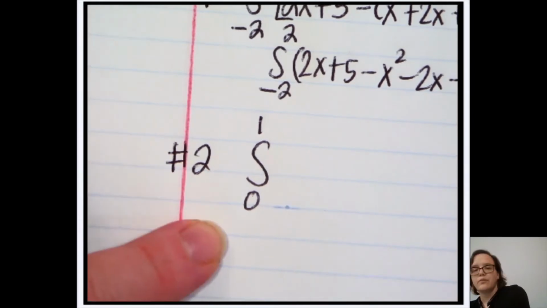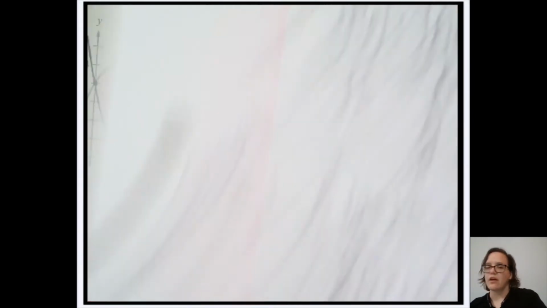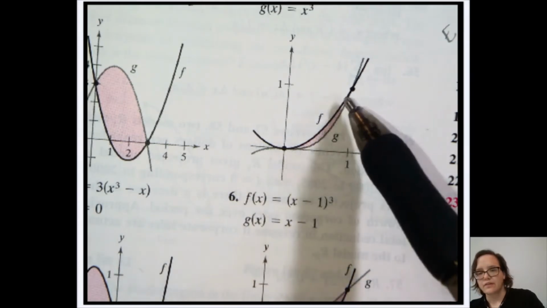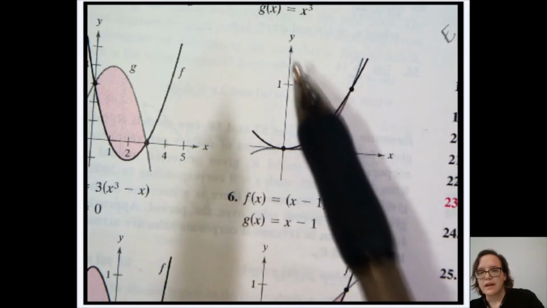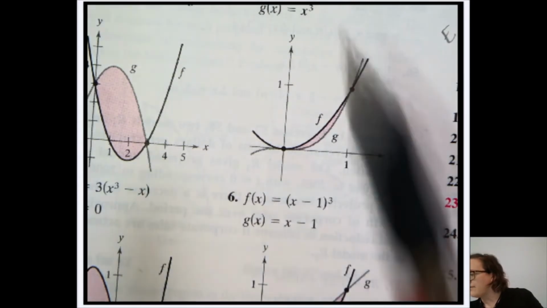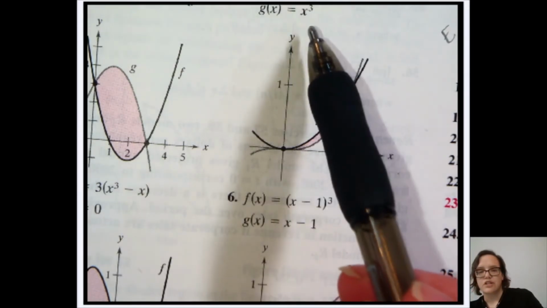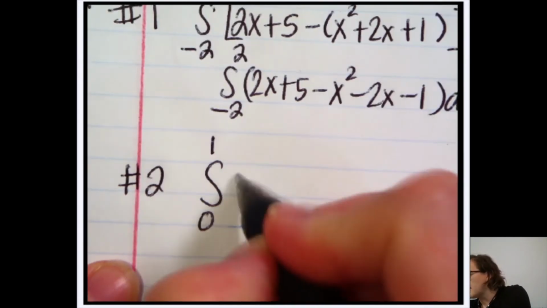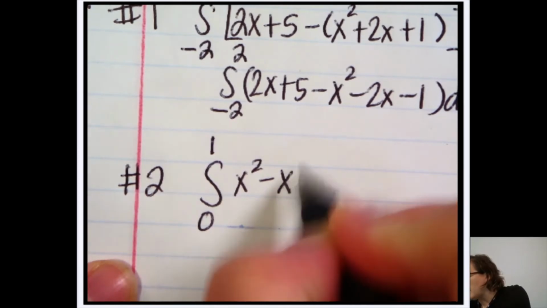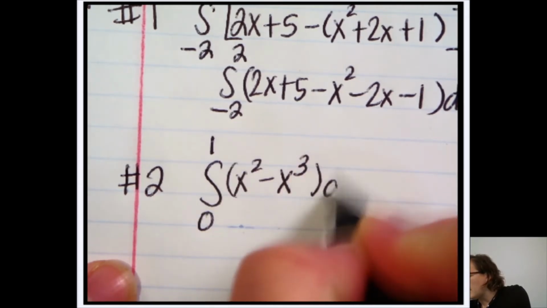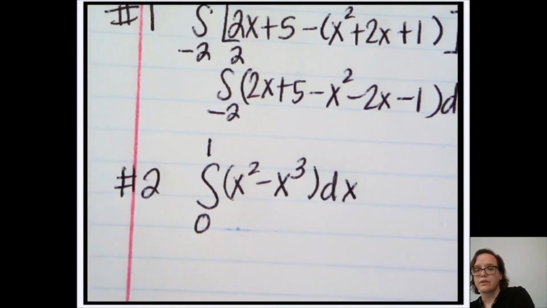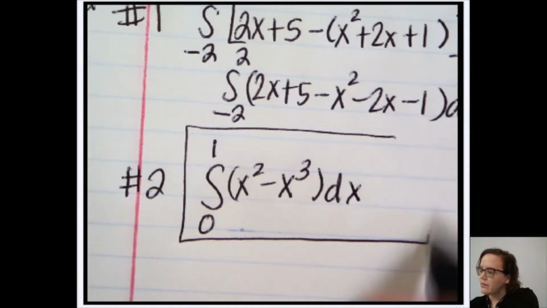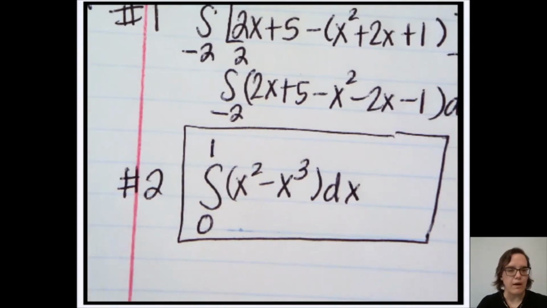Okay, so from 0 to 1, and then we need to take our high function minus our low function. And here it says we have f on top and g on bottom. And you can't see it here, but f is x squared and g is x cubed. So it's f minus g. So we just get x squared minus x cubed dx. And this one doesn't have any simplification possible. Okay, so some of this is just practicing reading from a graph.